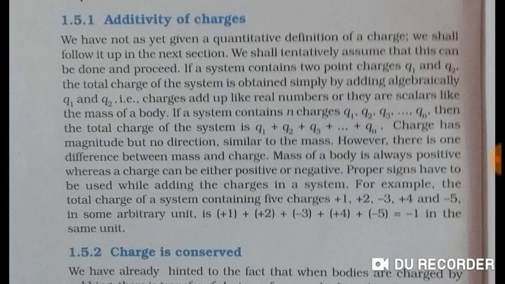For example, the total charge of a system containing 5 charges +1, +2, -3, +4 and -5 in some arbitrary unit is +1 + 2 + (-3) + 4 + (-5) = -1 in the same unit.